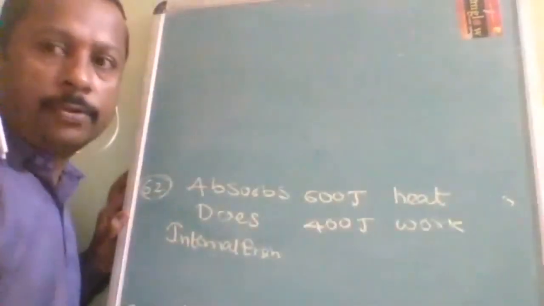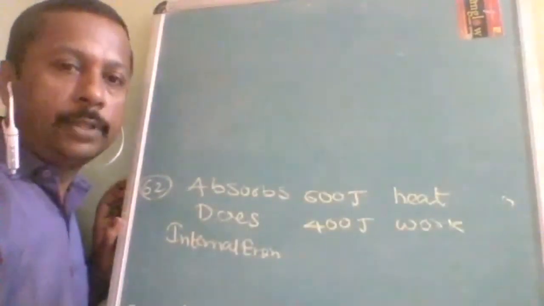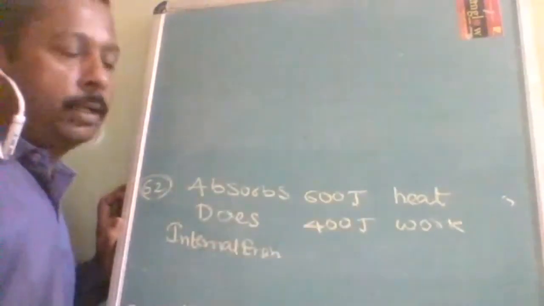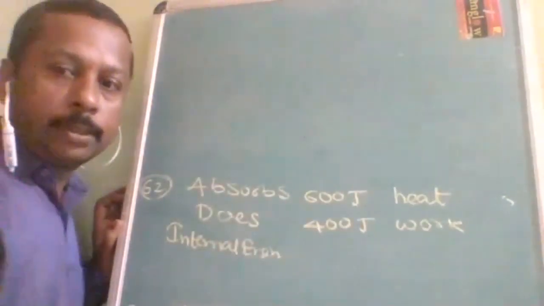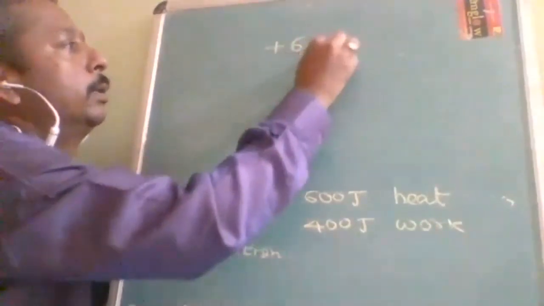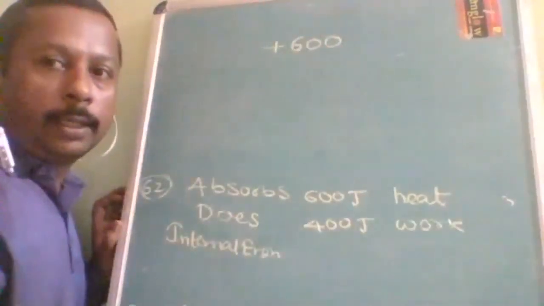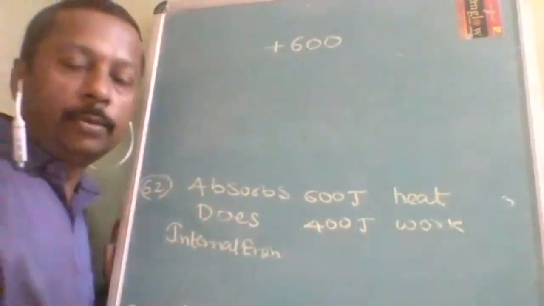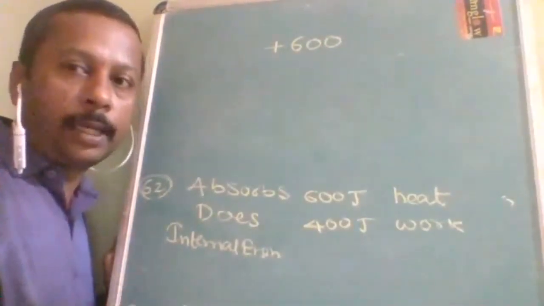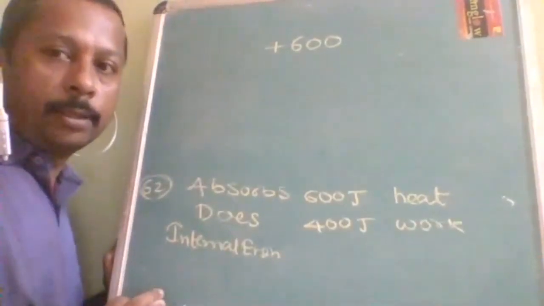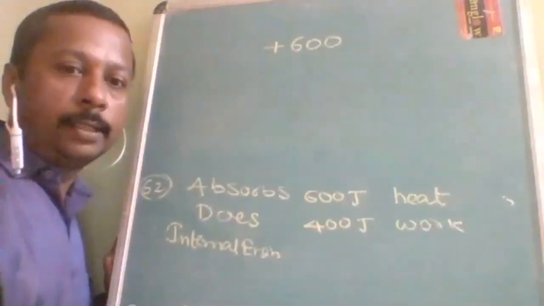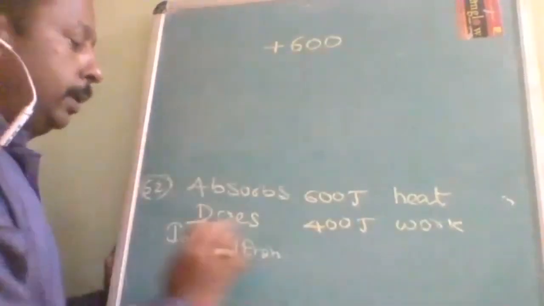Just because of the confusion, people are doing it wrong. A system absorbs 600 joules of heat. Absorbs means plus 600. In chemistry, we always think about the system. If something is added to the system, plus. If something is subtracted, done by the system, then minus. Everything here is as per the system only, not for any other thing. So it is plus 600.